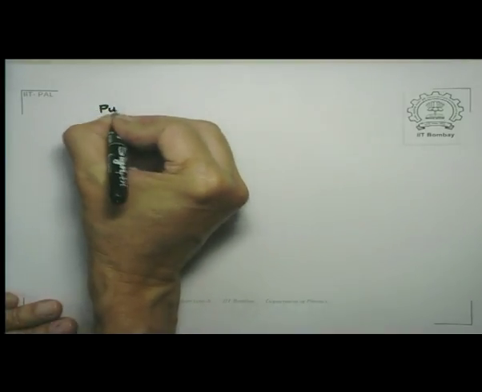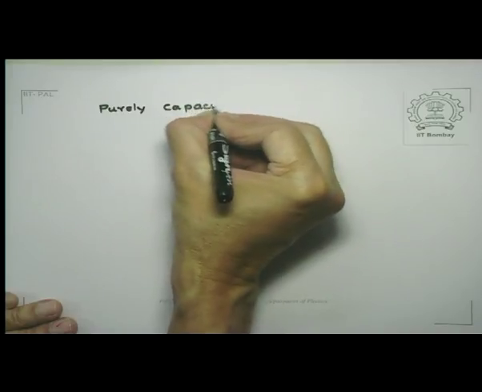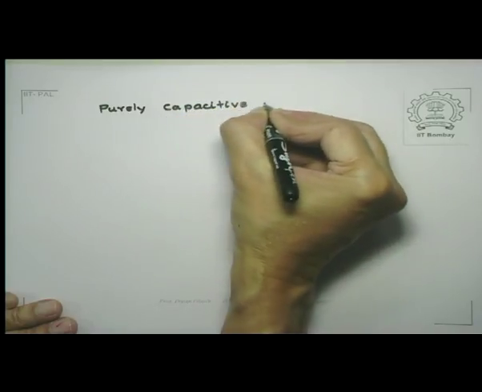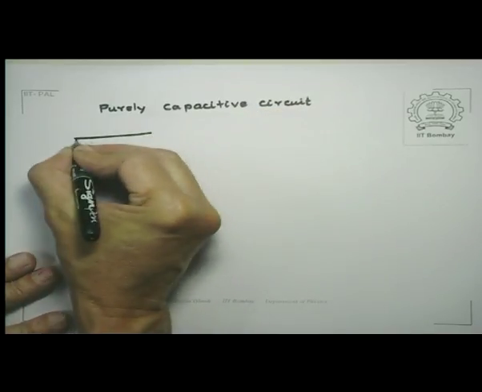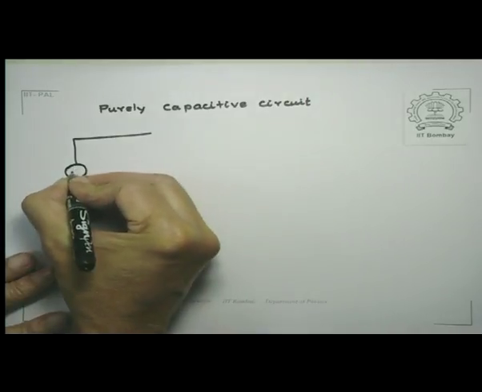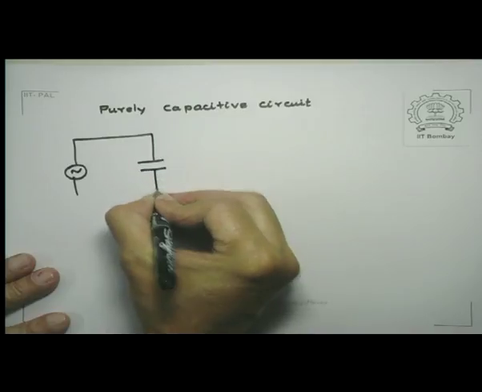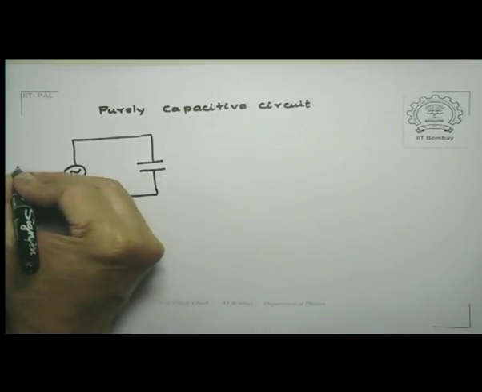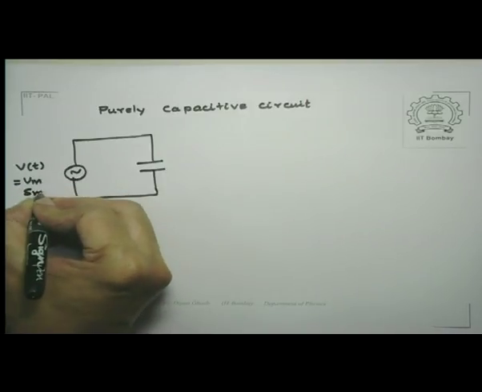Having explained how a purely inductive circuit works, let's consider a purely capacitive circuit with the same alternating source as before. So this is V of t equal to Vm sin omega t.